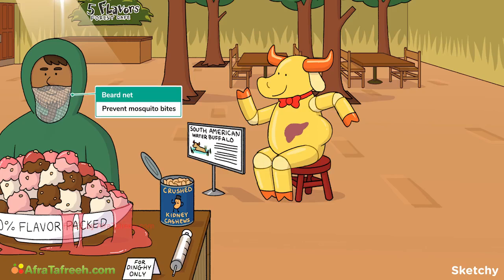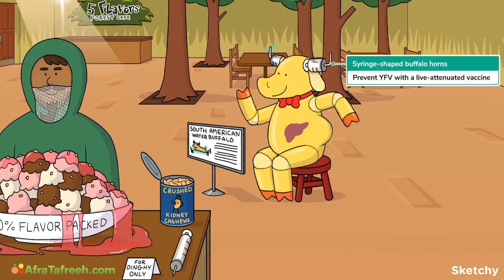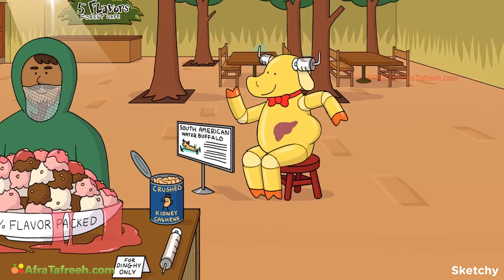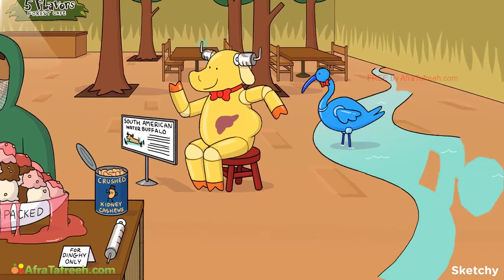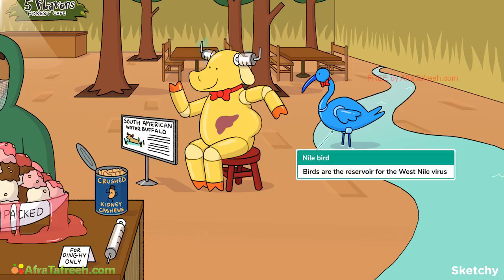As with dengue, prevent mosquito bites and you'll prevent the disease. But good news, there is a live attenuated vaccine available for travelers, represented by the syringe-shaped horns. You can remember it's a live vaccine since the buffalo is lively and animated and super cute. Now, let's move on to another important flavivirus, West Nile virus.